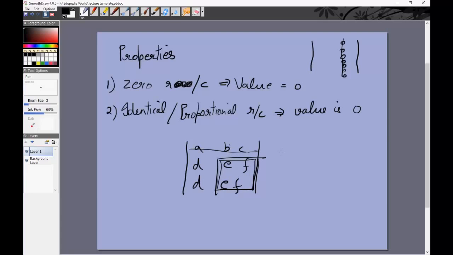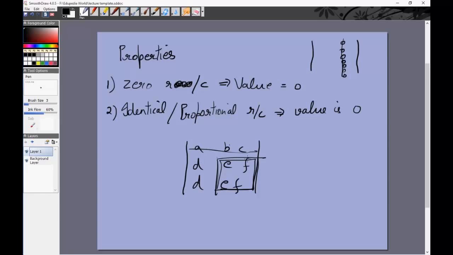And then you can extrapolate to 4 cross 4 or higher matrices as well. If you have a 4 cross 4 matrix, you'll expand it in terms of 3 cross 3 matrices. And if a 4 cross 4 matrix has identical rows or columns, then at least one expansion about a non-identical row or column will have 3 cross 3 matrices which will also have identical rows or columns, and hence their value will be 0. Now the same goes for proportional rows or columns.